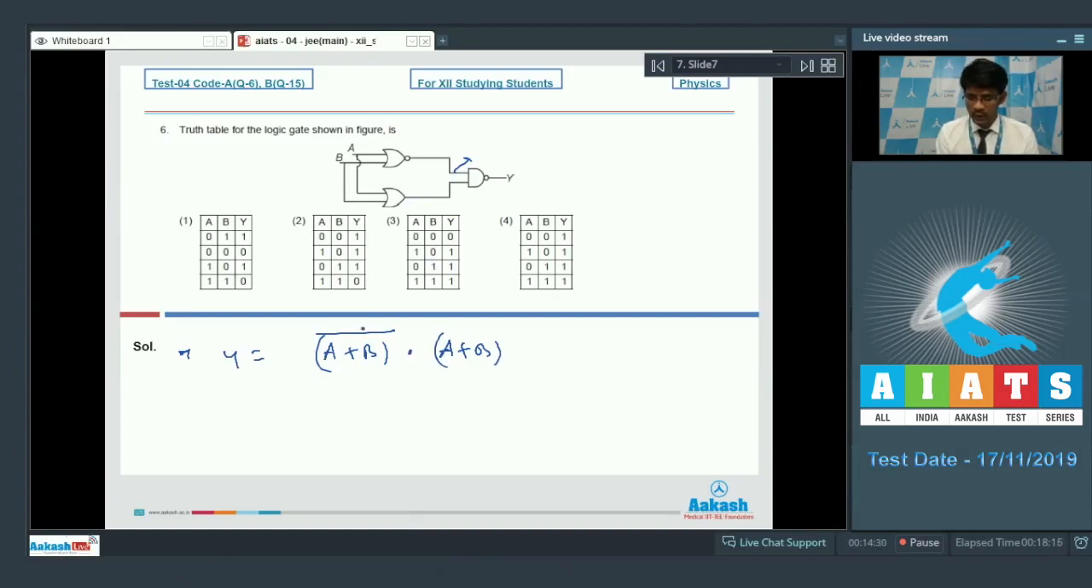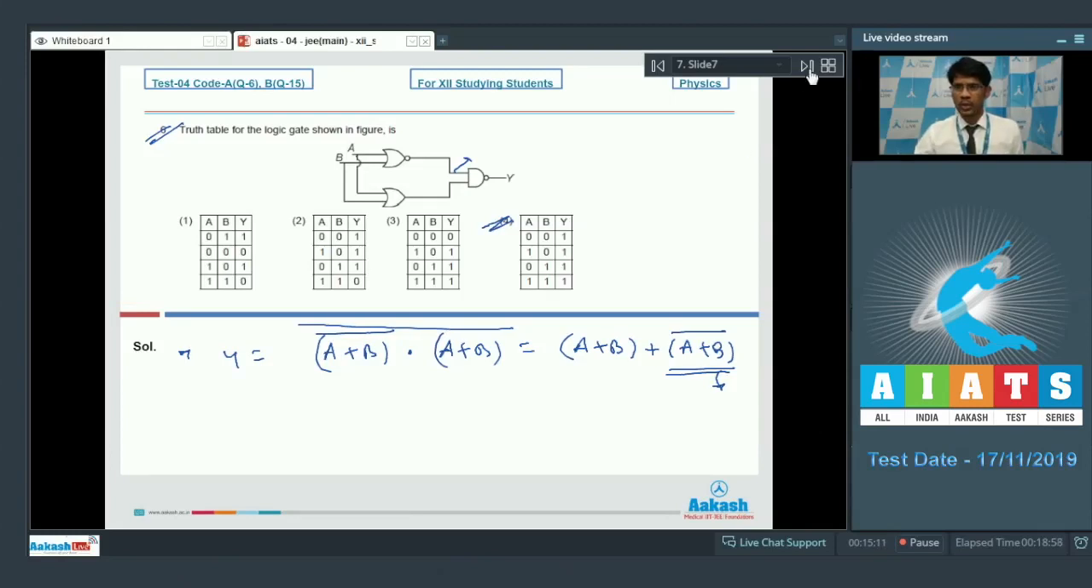These two were NANDed here, so effectively it will be (A plus B) plus (A plus B) bar. Whatever be the value of A and B, as long as both A and B or any one of them is at its high value, we shall be getting the high value as the answer. And if both A and B are 0, then this portion will lead us to answer 1. So irrespective of the value of A and B, we shall always have the high value as the output. So for question number 6, option 4 is the correct answer.